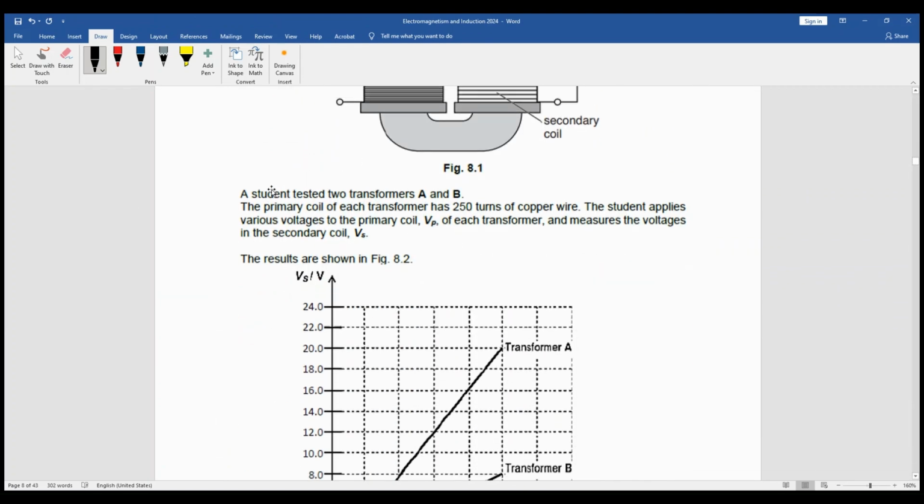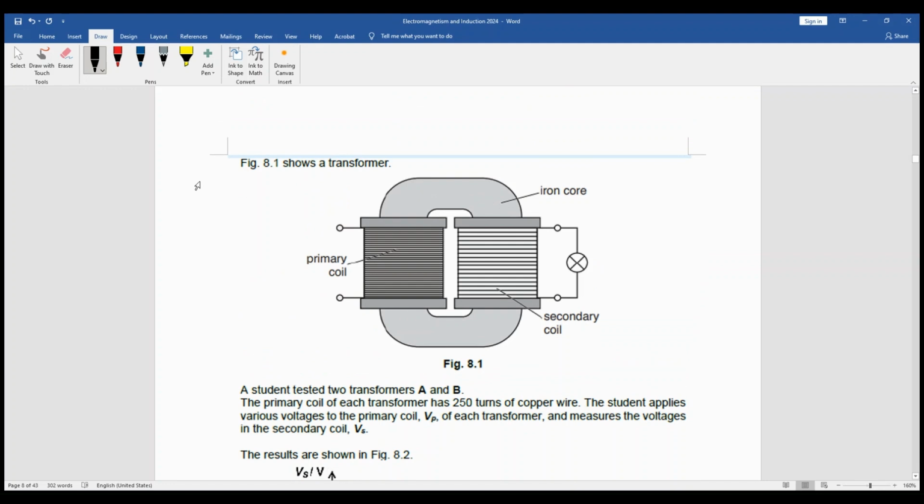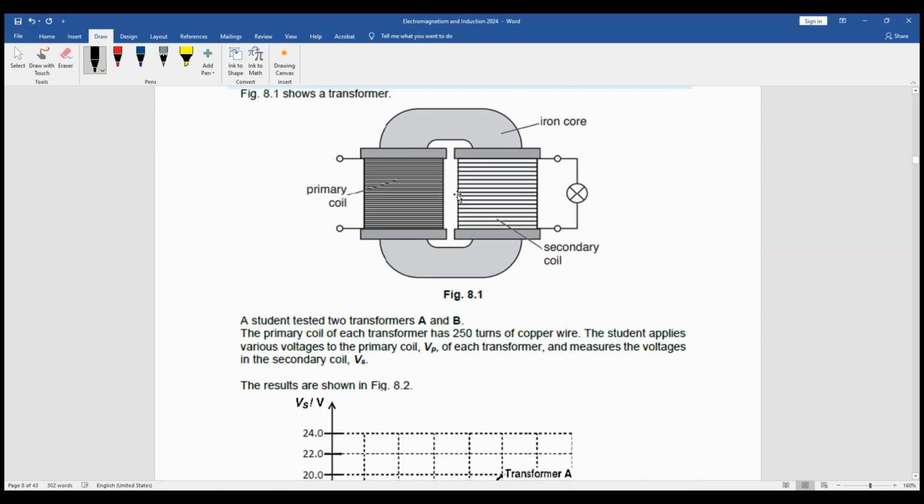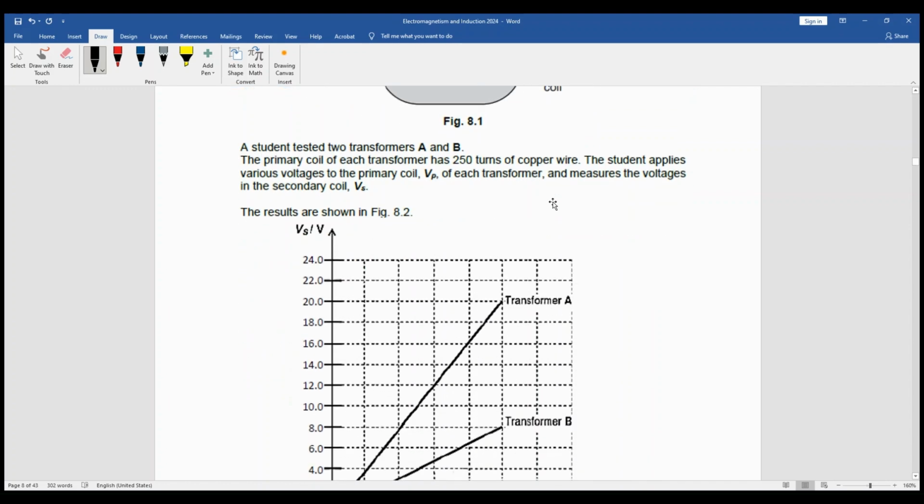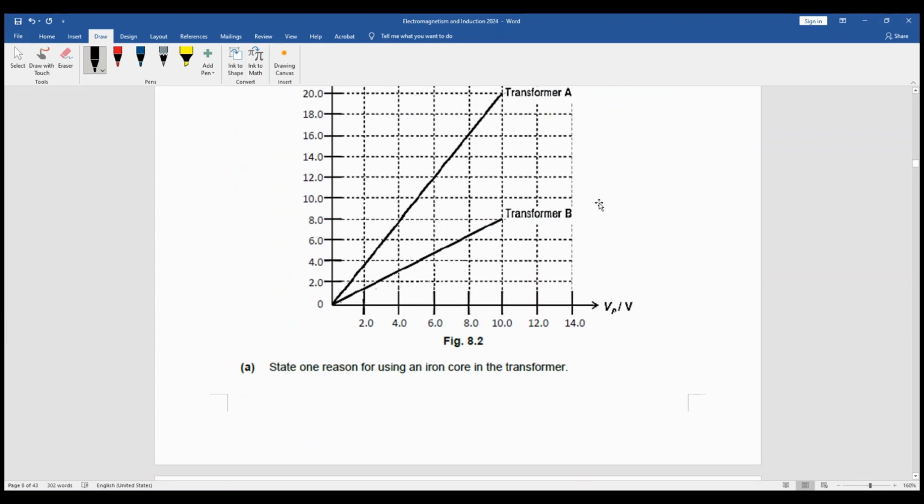Next question. We have another transformer. See, transformer is a very hot topic. And also take note, if you're not familiar with transformer, go and study. You have a primary coil, and it seems to have a lot of coils compared to the secondary coil. It's telling me 250. Suggest a reason for using an iron core.